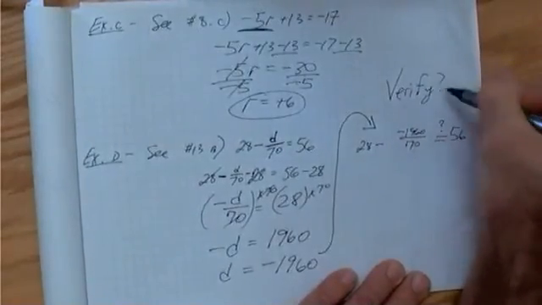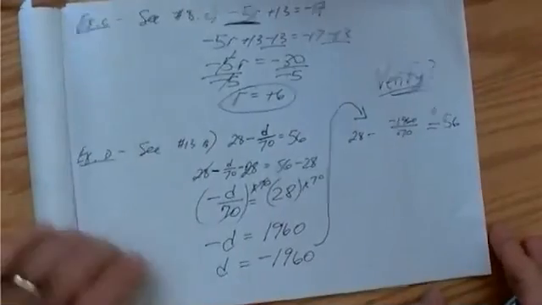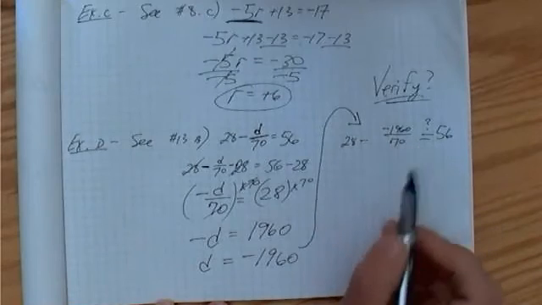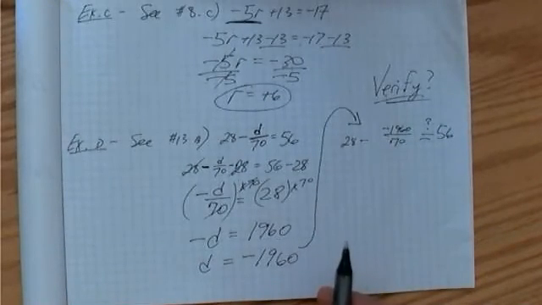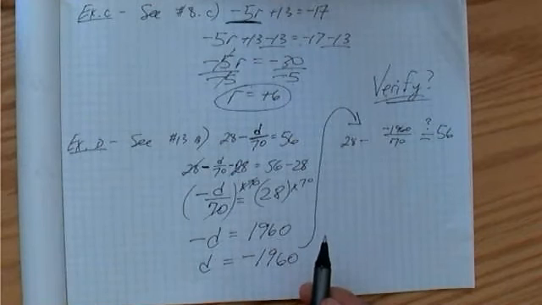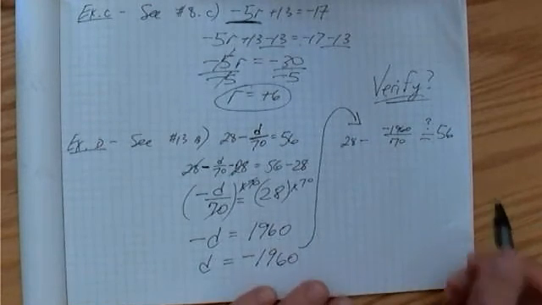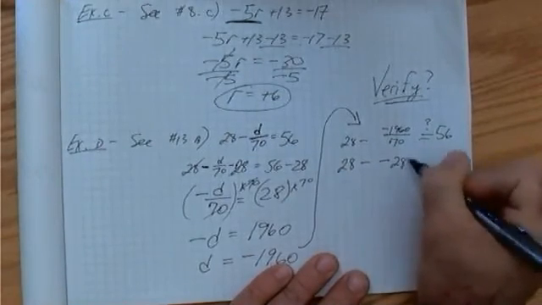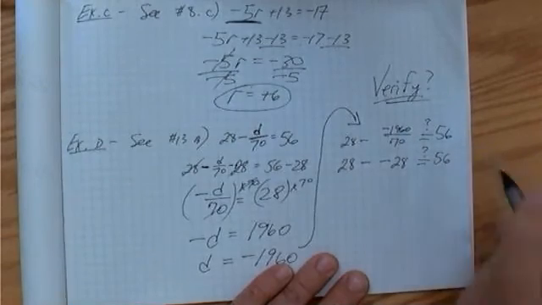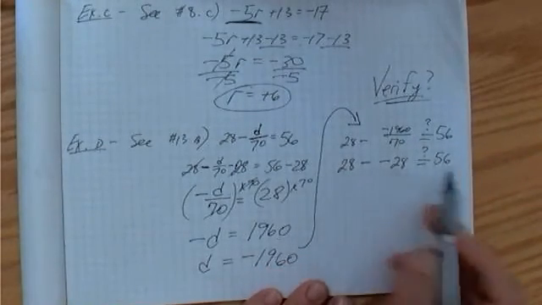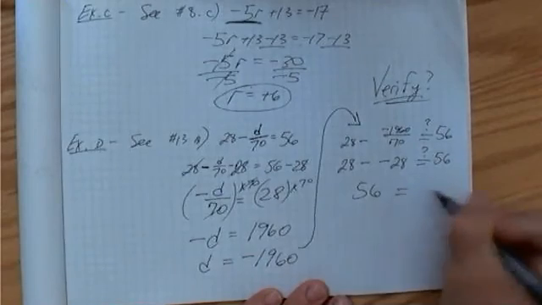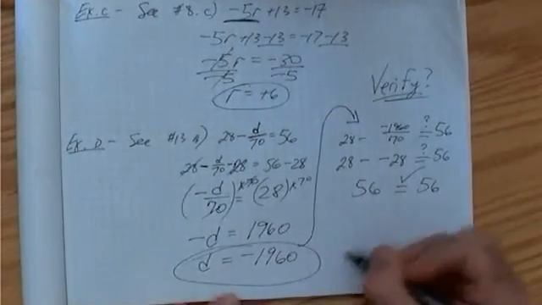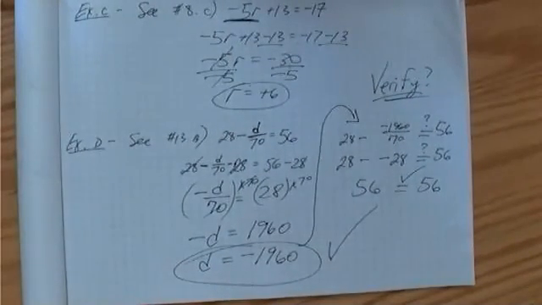This is our verification step. So let's do this part here first. Negative 1,960 divided by 70. You can definitely use a calculator for that. So this would be 28 subtract negative 28. Does that equal 56? And if you remember your integer rules, taking away a negative is like adding a positive, and 56 is equal to 56. So our solution was correct, negative 1,960.